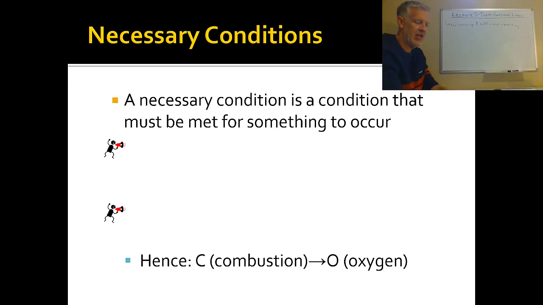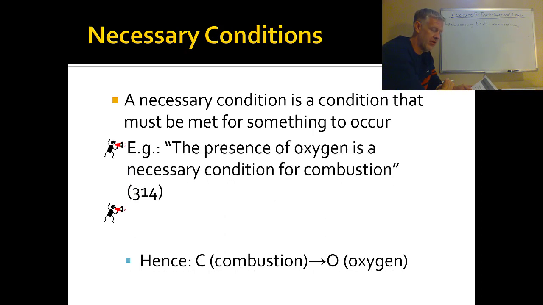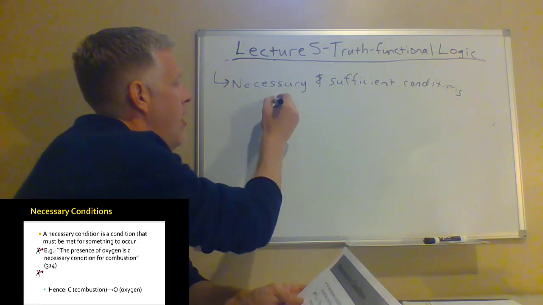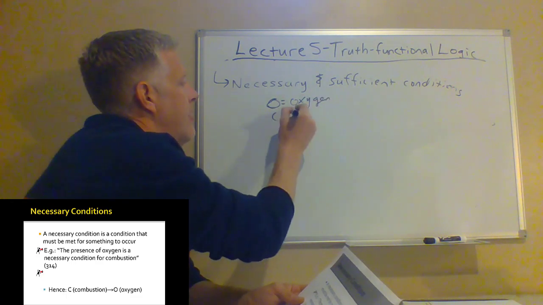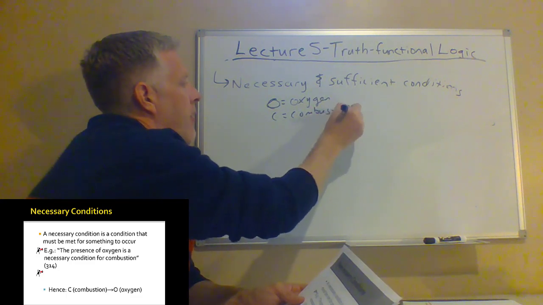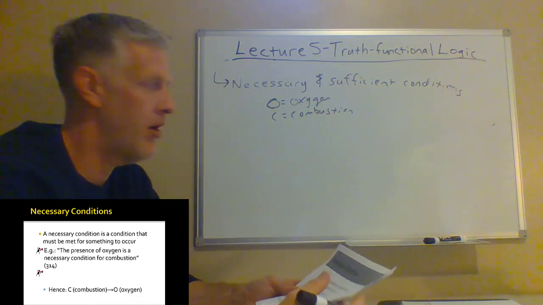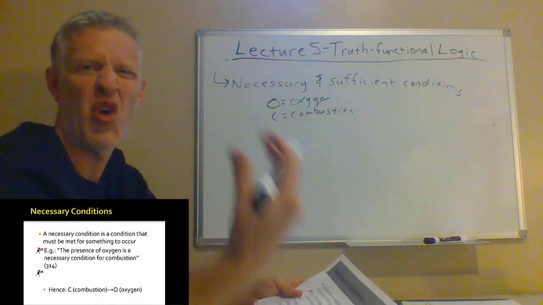Okay. So a necessary condition, as I indicate in the top of slide 11, is something that has to occur for something else to occur. So for example, like their example on 314, the presence of oxygen is a necessary condition for combustion. In other words, what we know from this, logically speaking, is if there's going to be combustion, then there had to have been oxygen. So we can represent that with a conditional, right? See, oxygen is O, and C is combustion. Okay, there is oxygen, there is combustion. It would be like the more general claim, if you will.